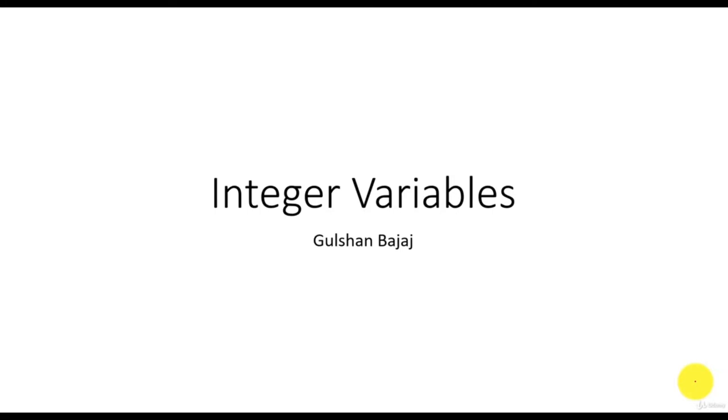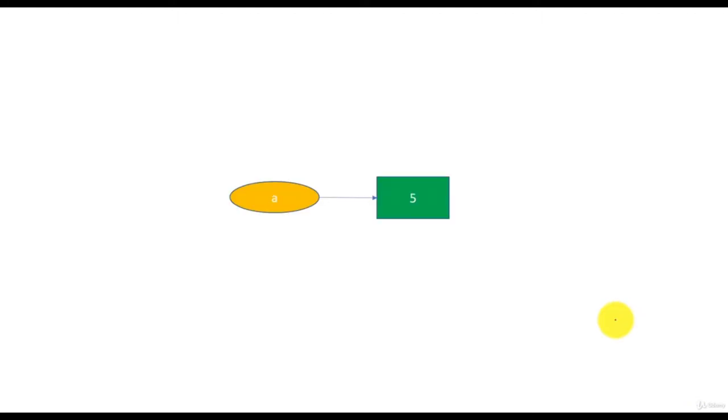Welcome back. In this chapter, we will discuss the concept of integer variables. Suppose you want to use a value in your program. One way to store this value is in variables. Any value you want to use gets stored into a memory. The square block shown in this diagram represents the memory, and the value stored in this block is 5.